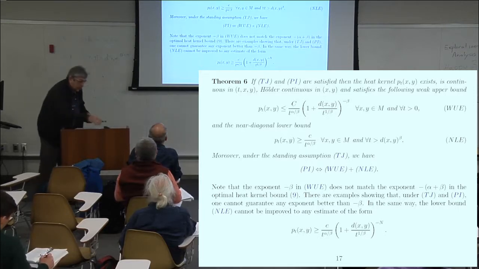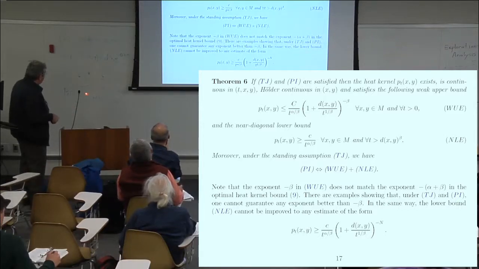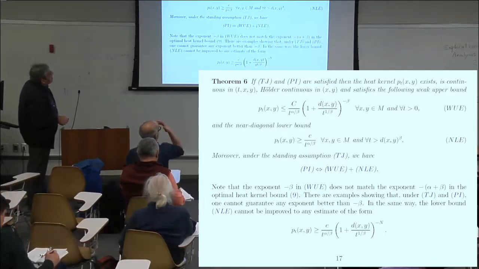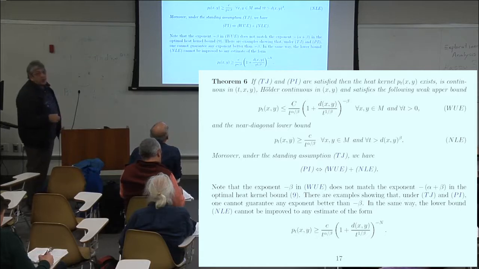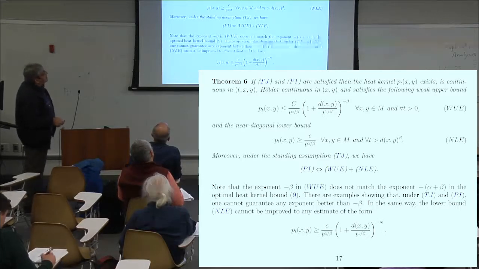But under relaxed assumptions we cannot expect this estimate, because it is equivalent to these two. Therefore, what one can prove is a similar upper bound with the power not alpha plus beta, but just minus beta. And a lower bound one can expect only on the diagonal and near the diagonal, when the distance between x and y is substantially smaller than t, that is, when this off-diagonal term is constant. Far away from the diagonal, one cannot ensure a lower bound. This is what we call the weak upper estimate and the near-diagonal lower estimate.